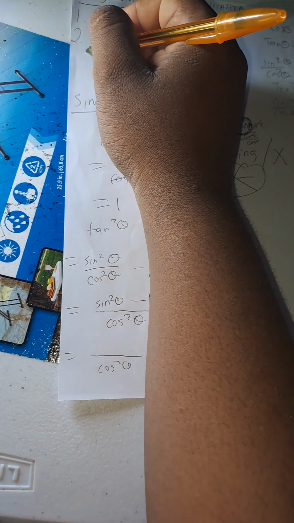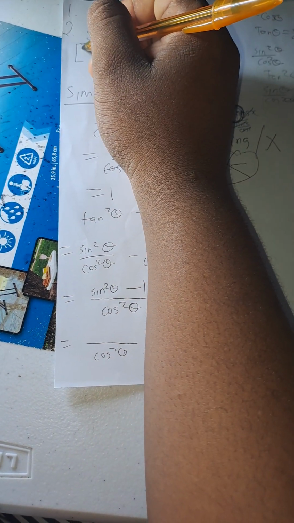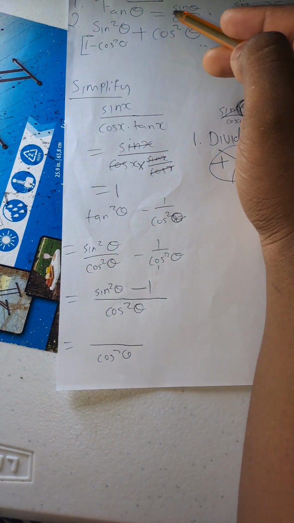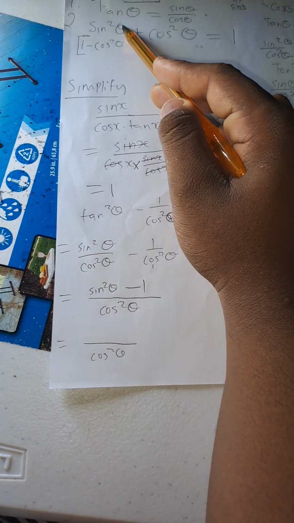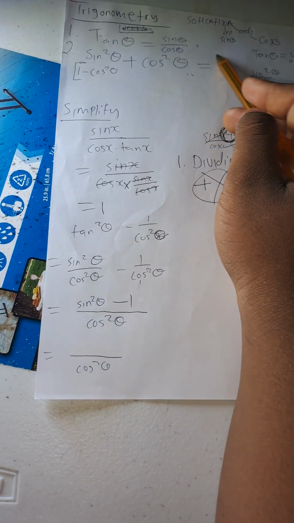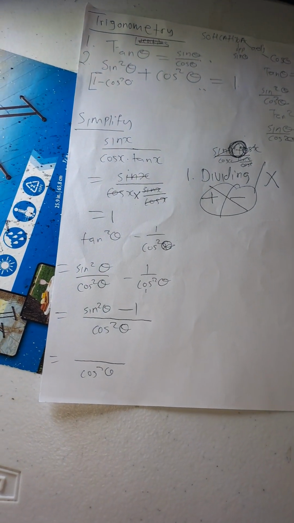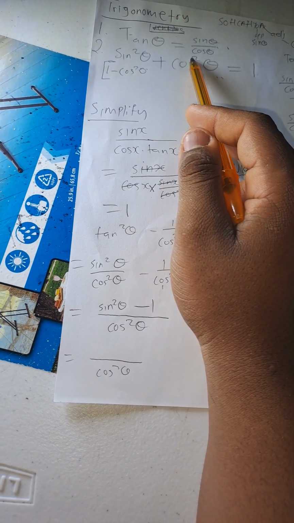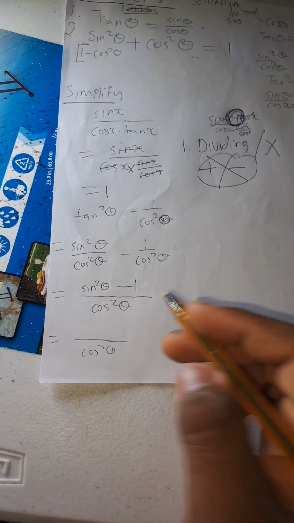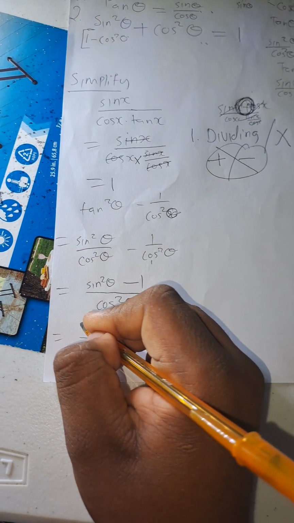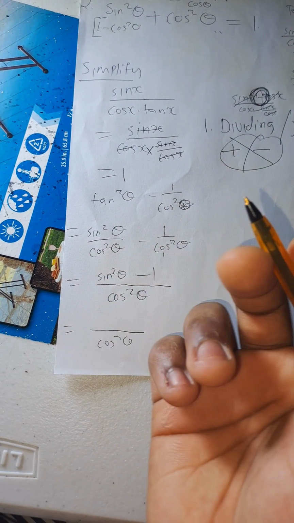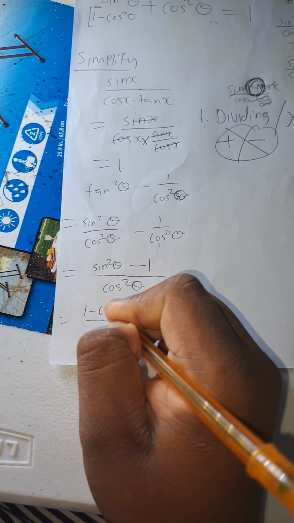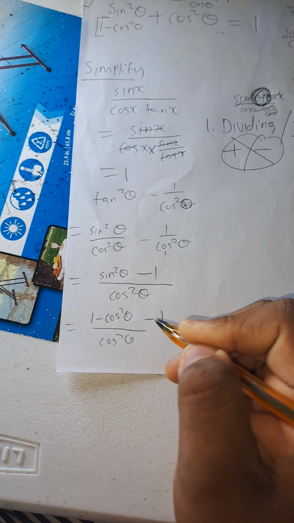So let me put it here. Sin squared theta can be represented as 1 minus cos squared theta. Because if I make this one the subject, this sign goes to the other side, it becomes 1 minus cos squared theta. If I want to make this one the subject, it is going to be minus sin squared theta. So sin squared theta is going to be, don't put it in brackets because there is no number in front of it, 1 minus cos squared theta minus 1.